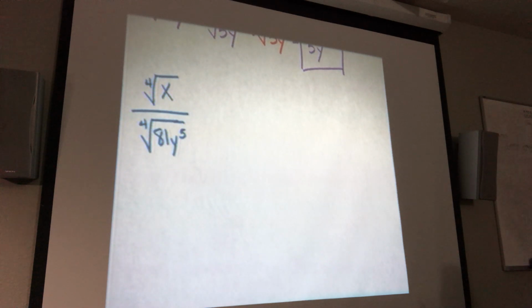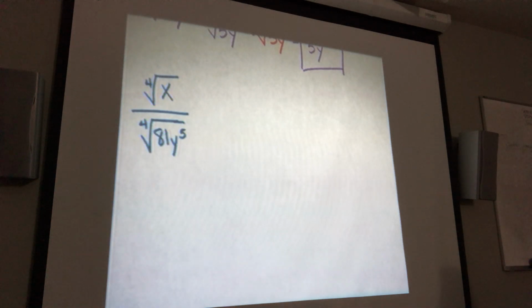So what do you think? 9 times 9 definitely is the square root. Oh, I like what you're doing. What she's looking at is the 81. She's like, is there a fourth root? I was going 9y to the fifth.